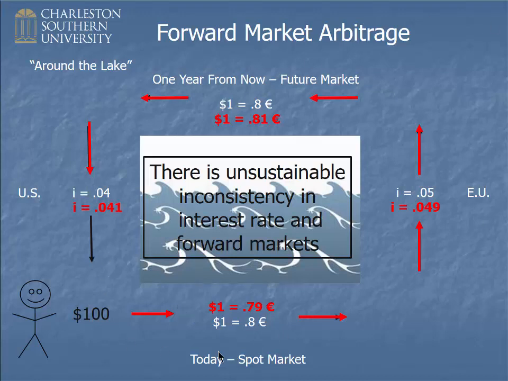And as this thing goes round and round and round, this interest rate will creep up, this interest rate will creep down, the spot value of the dollar will get weaker, and the forward value of the dollar will get stronger, until finally all of these things will come back into equilibrium.